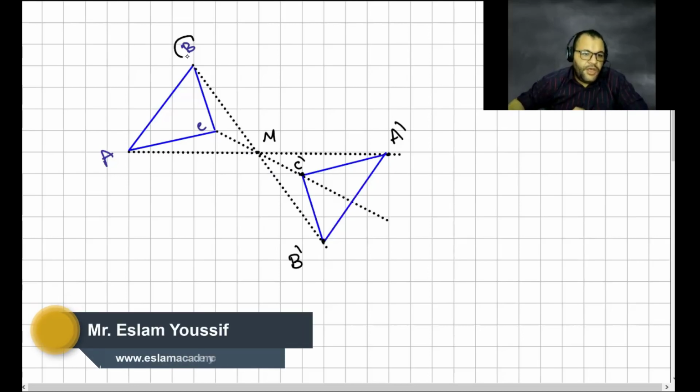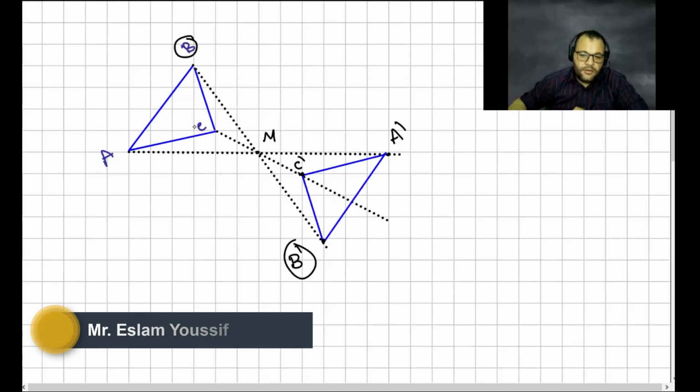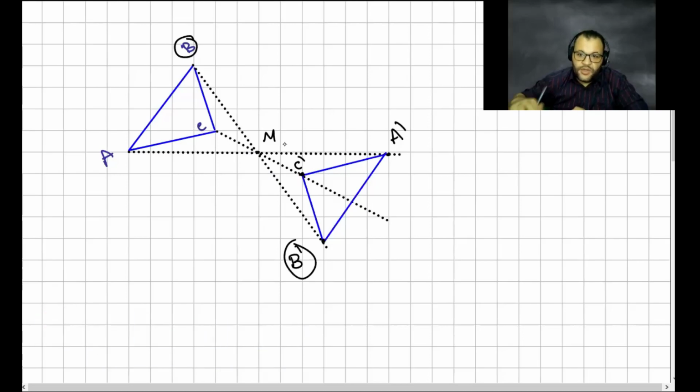So B was above, so its image will be down. C will be down. You understand now the reflection. If the point is up, its image will be down. If the point is at the left, its image will be at the right. You understand now the meaning of the reflection across a point? Yes, sir. Okay.